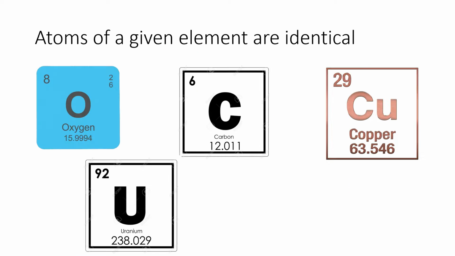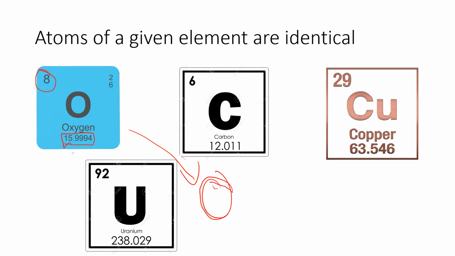Okay, moving on. Atoms of a given element are identical. So, I have 4 elements over here. Oxygen, okay? We haven't learned this yet, but this will mean the atomic mass of oxygen, and this will mean that it has 8 protons, but we haven't got there yet. Just know that each atom of a given element is identical. So one oxygen atom with another oxygen atom will be identical.